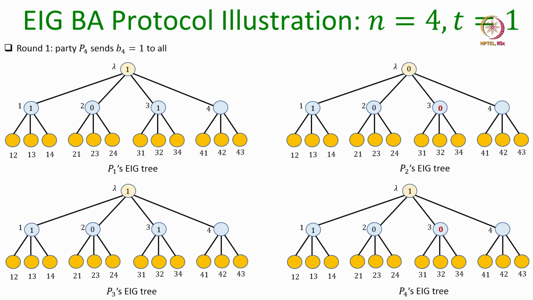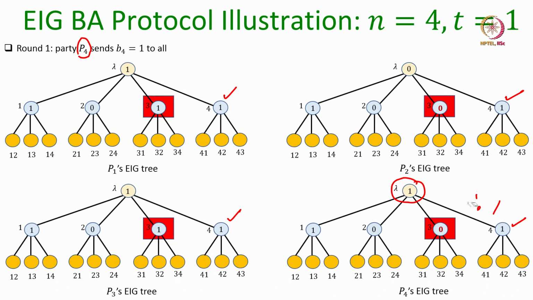Okay. And in the same round, P4 as per the protocol instruction is supposed to tell the value of its root node to everyone else. So, P4 will send a message that the value of the root node is 1 to everyone, and since P4 is honest, it will send the identical message to everyone, and as a result of this, everyone will assign the value 1 to the node with label 4 in their respective copies of the EIG tree. So, that is the status after the end of round 1. At the end of round 1, this will be the view of respective copies of the EIG tree.